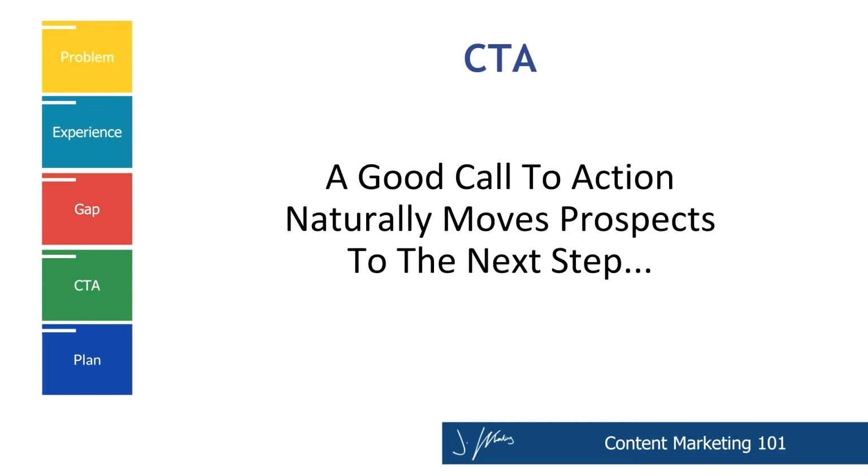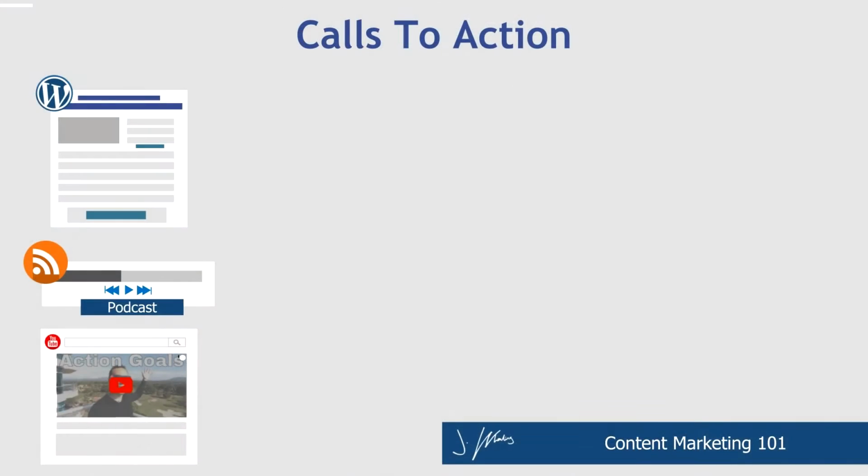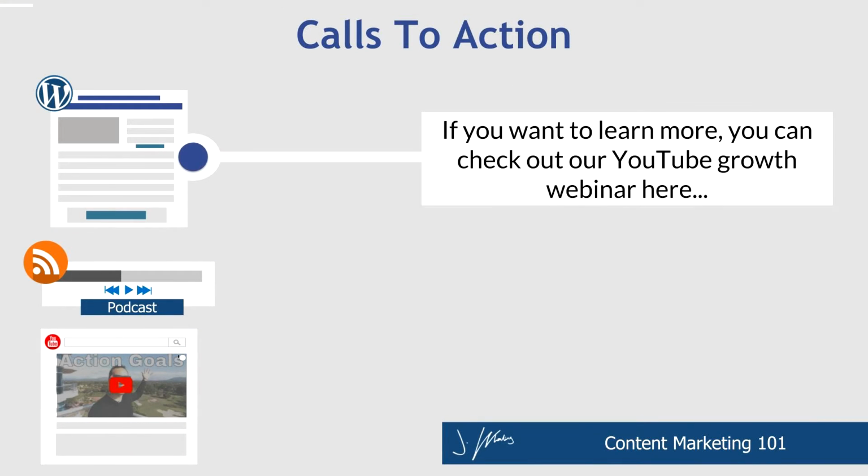Now, step number 4 to crafting a great content marketing plan and making great content is a soft call to action. This is very important when creating content. You want to write the content first, go through the content frame, and then after your content's all written, and if you're doing video, if you have your video outlined or script, then add your call to action for a lead magnet or a sales call. So here's 2 examples of how you could do this. Number 1, if you want to learn more, you can check out our YouTube growth webinar here.